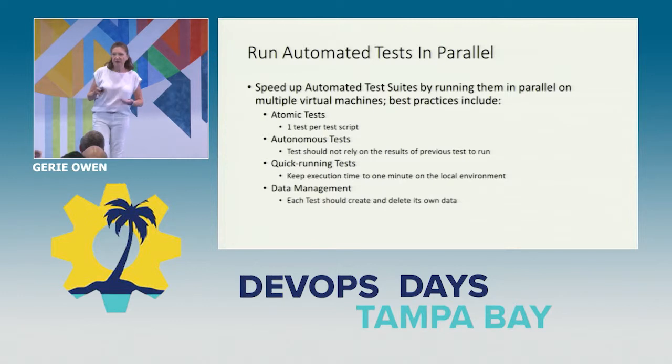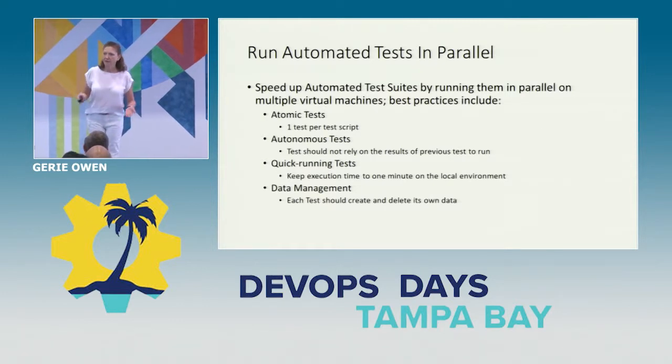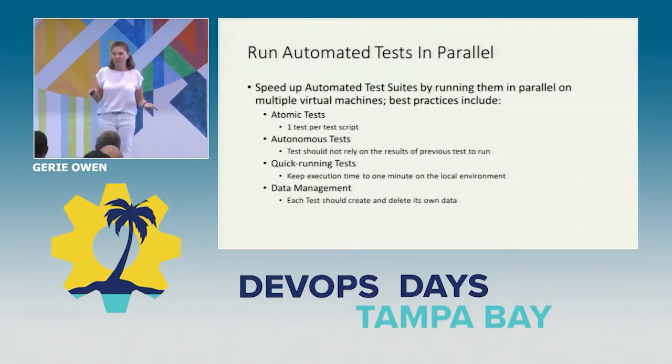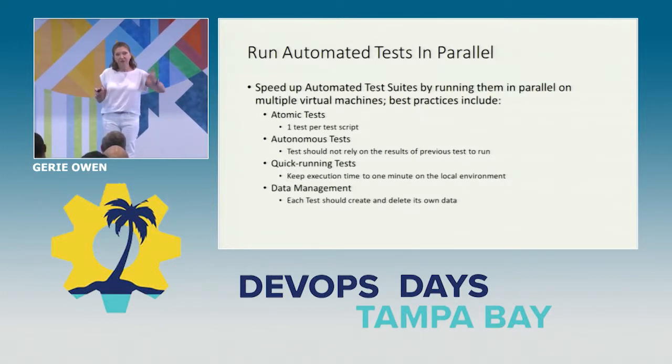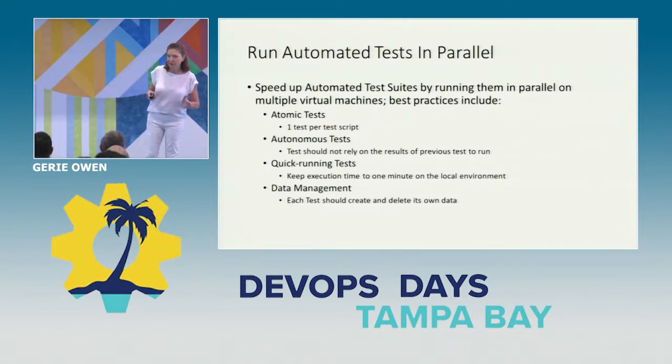Just a few best practices that I'm sure you're aware of: atomic tests, one test per script. Autonomous tests, they shouldn't rely on a test before or after, because then if you have one fail, your whole suite fails. You want the execution for each test to be a minute or less in a local environment. And then each test should create and delete its own data.